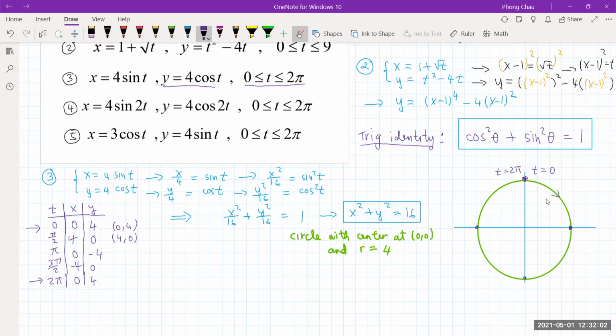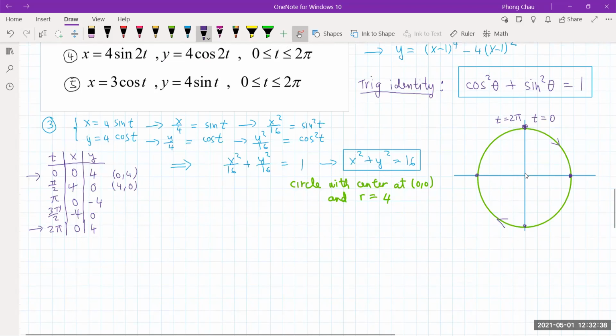So the orientation is obviously clockwise. When you're asked to describe the motion, you would say this is the moving object. We start at the point 0, 4, move clockwise on this circle, and complete 1 revolution back to the original point 0, 4.